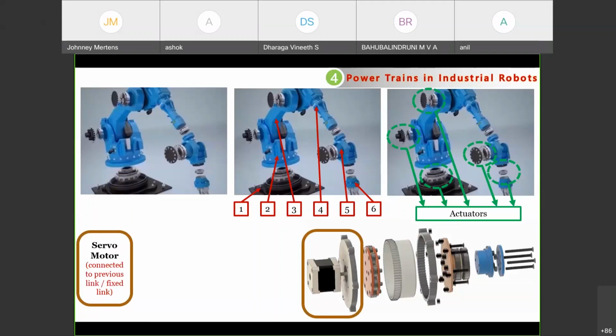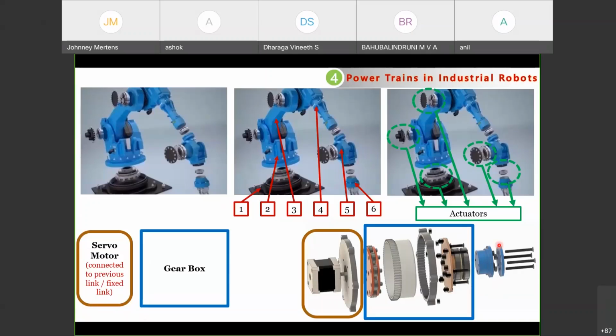Normal motors won't be used for industrial robotics applications because they have huge losses, and precision cannot be achieved. So the servo motor will be used, and this servo motor will be connected with the previous link or the fixed link.